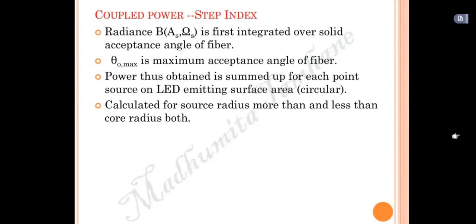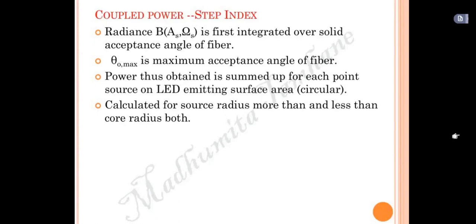Next part, coupled power for a step index fiber. Here we need to see that whatever the radiance of A_S and omega_s is, that should first be integrated over the solid acceptance angle. So the internal part we integrate first, then we go with the outer part. That is what is written here: the integral radiance B of A_S comma omega_s should first be integrated over the solid acceptance angle of the fiber. Next, theta from 0 to theta_max, the maximum acceptance angle of the fiber. So theta from 0 to the maximum value can be achieved by considering the maximum acceptance angle of the fiber.